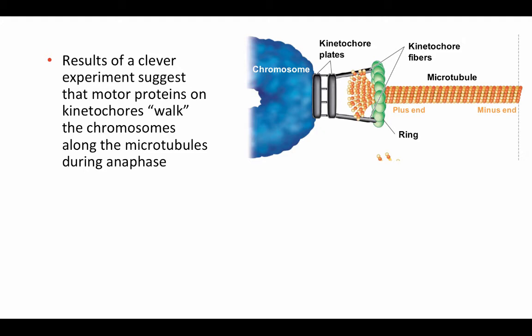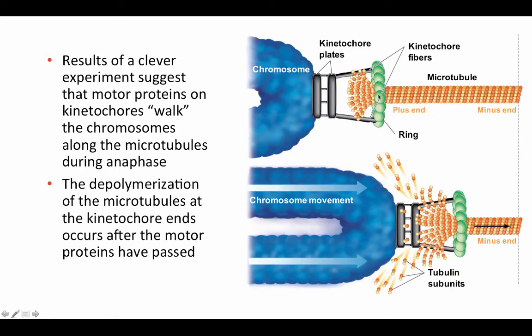So the proteins on the kinetochores, this ring here, is a ring of motor proteins that's interacting with this microtubule and walking along it. The motor proteins are going to walk along this microtubule during anaphase. Once these motor proteins have passed a section of the microtubule, that's the point at which the microtubule is disassembled into its monomers. This is not only a mechanism for pulling the chromosome over to that pole, but also a trigger for the depolymerization of the microtubule fibers as it goes.